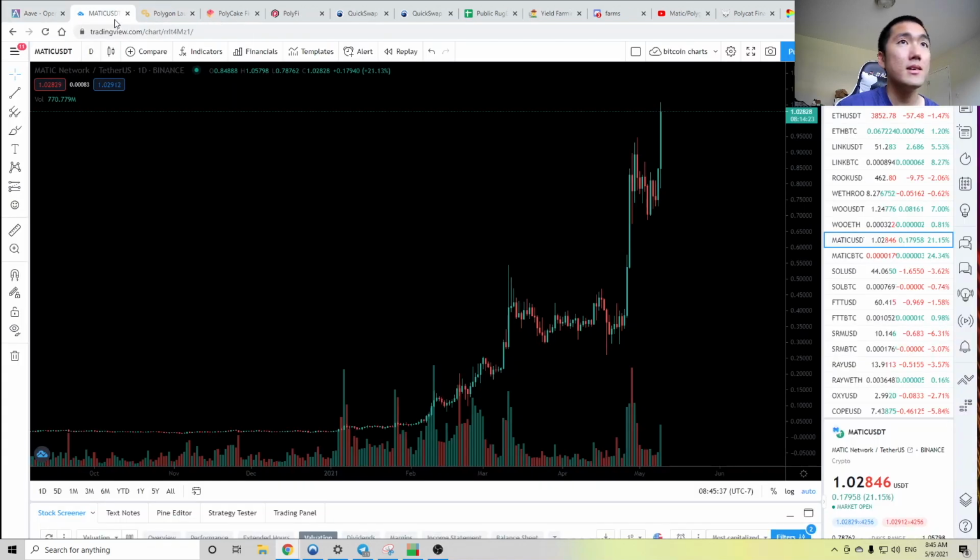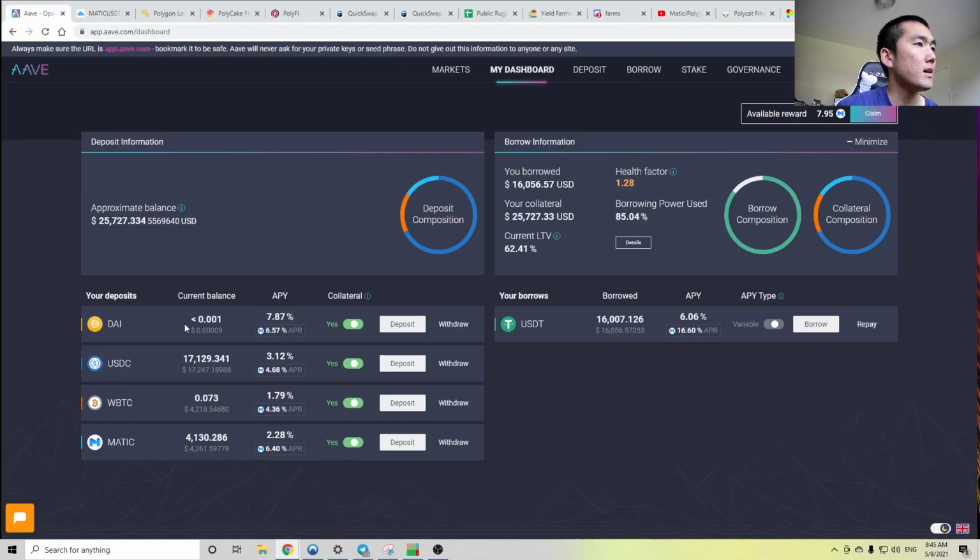Okay, so as some of you may know, the Matic token's been doing really well. I mean, oh my god, look at this chart, right? And it's well deserved. It's a scaling solution for Ethereum, it's a sidechain, and I've been using it almost exclusively for the past 2.5 weeks. And I just want to talk about AAVE because literally AAVE is free money right now.